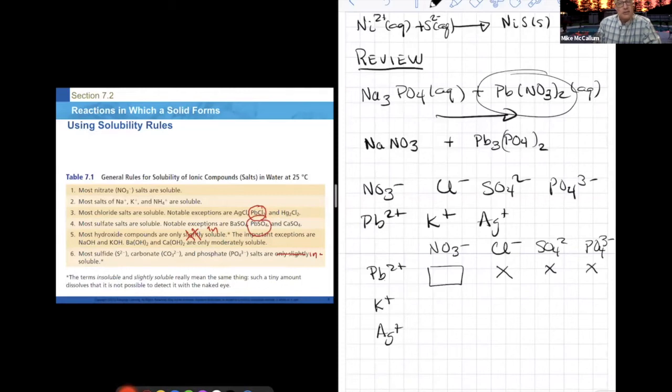And it's not surprising to find that lead is insoluble with many of these things. Potassium salts are soluble, so I'm going to leave that blank, right? Silver is another exception with chloride, right? It's not an exception with sulfate, though. But the way the solubility rules are written is it basically says phosphate salts are insoluble, and it doesn't really give any exceptions, right? So we would have this kind of result where the X's denote a product.